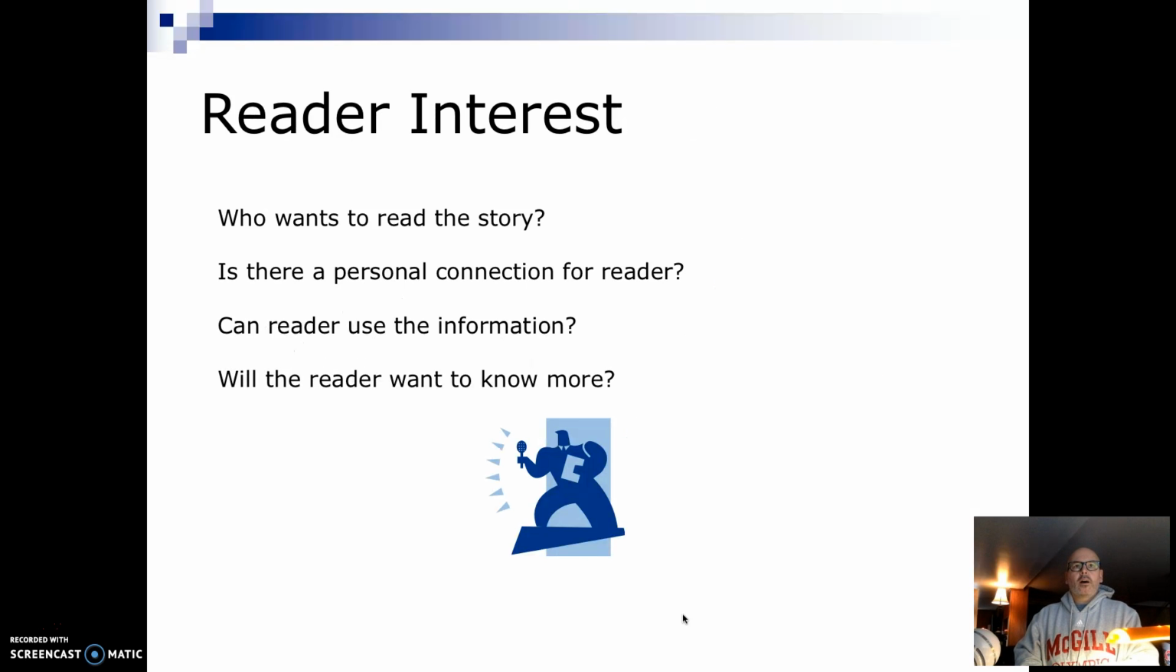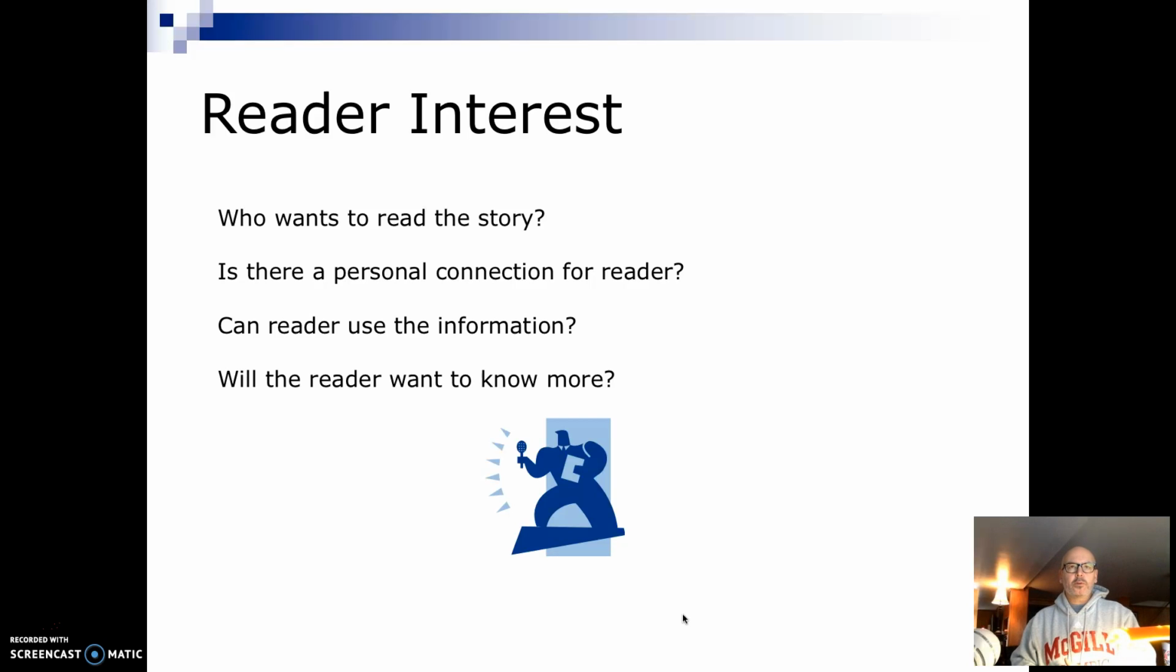When you are writing your articles, you must consider who wants to read this story. What audience? Is it for business people? Is it for agricultural people? Is it for teenagers? Is it for senior citizens? Make sure you're considering that. And once you do that, what is the personal connection that the reader has to this story so that you can keep them involved and interested in what is happening?